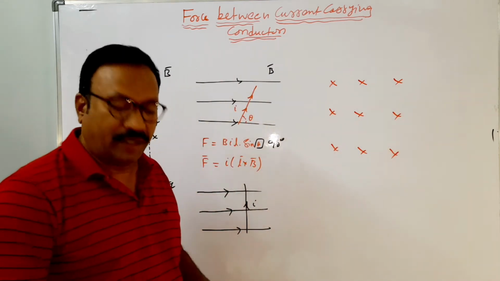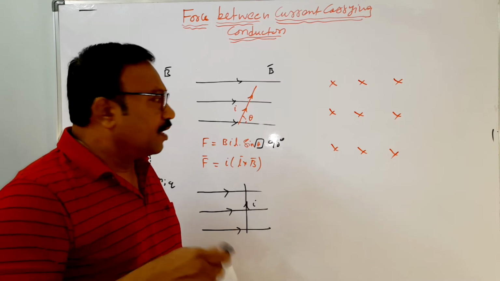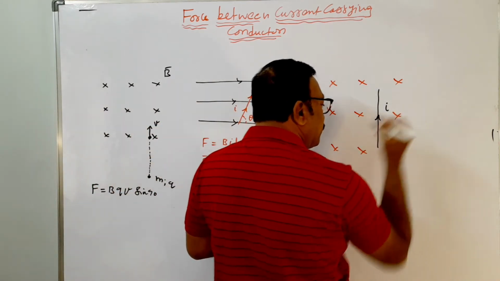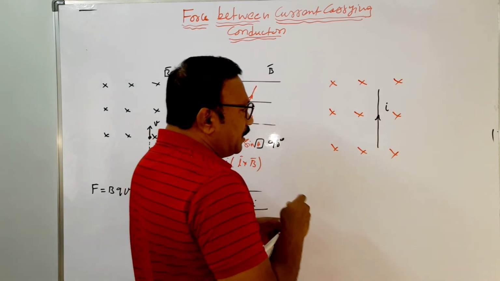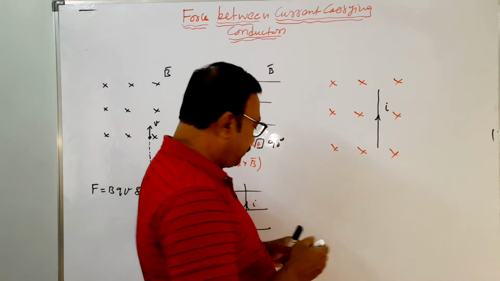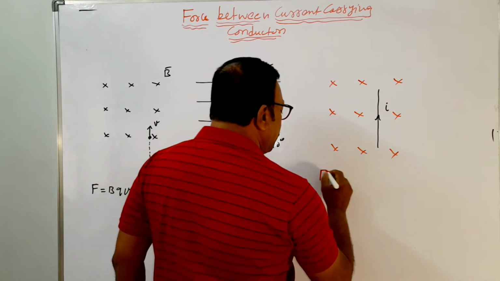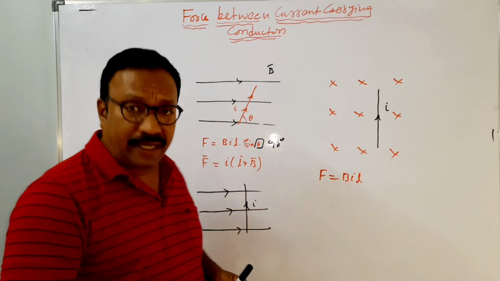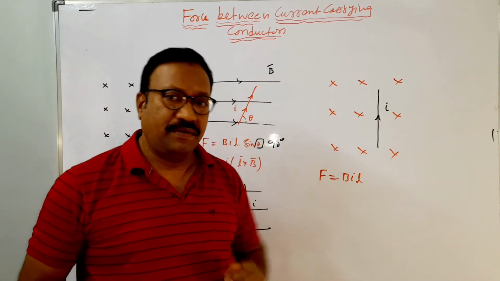Magnetic field into the board now. Again, now a current carrying conductor I am placing here. So no doubt the L bar and B bar are perpendicular to each other. Therefore the force will be BIL sin 90. Direction of force, Fleming's left-hand rule.